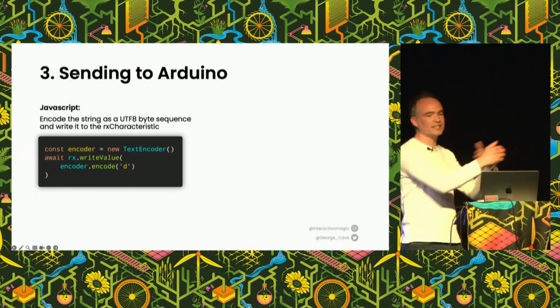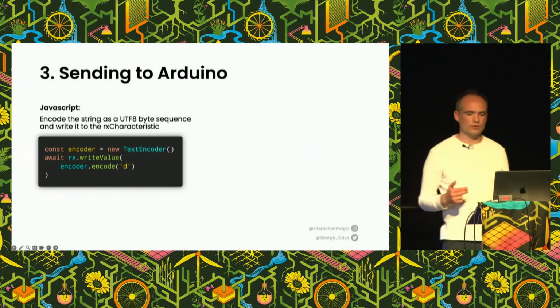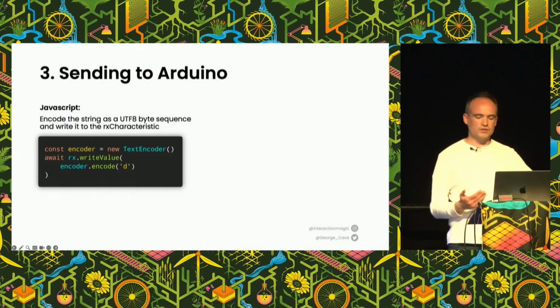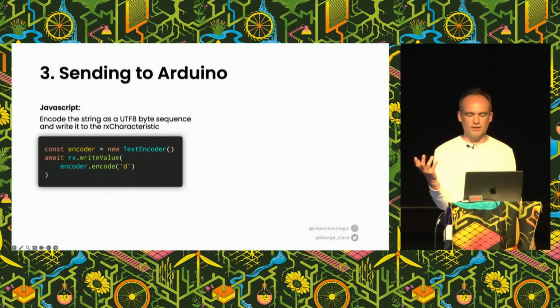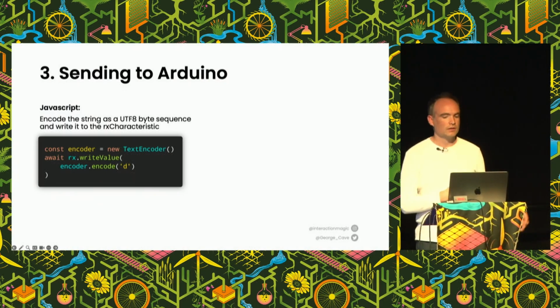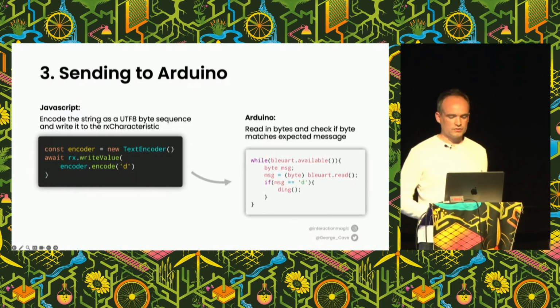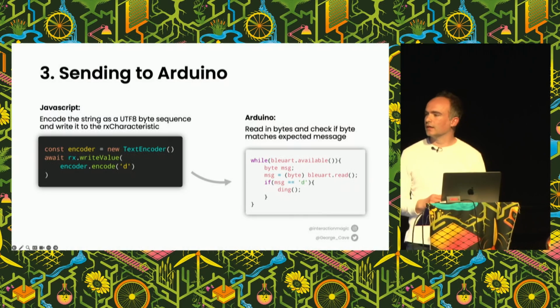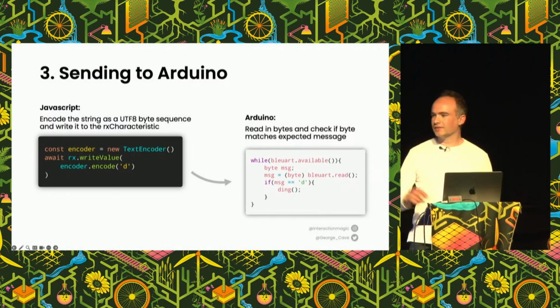And then the final step is to send and receive the messages, and again, it's very similar to web USB. To send from the browser to the Arduino, we use this text encoder, convert the string to a byte sequence, and then write to the characteristic. And on the Arduino side, we just loop through, see whether there are any bytes available to read in, and then print them out, and then we get the ding.